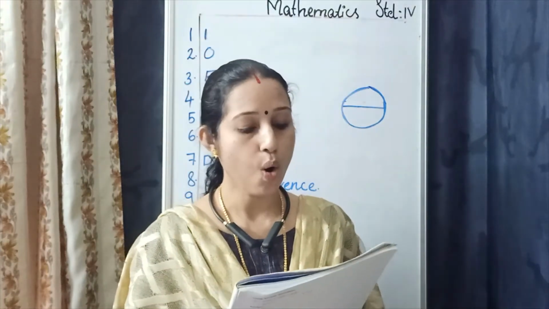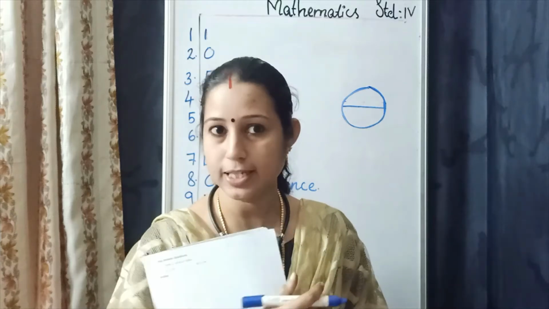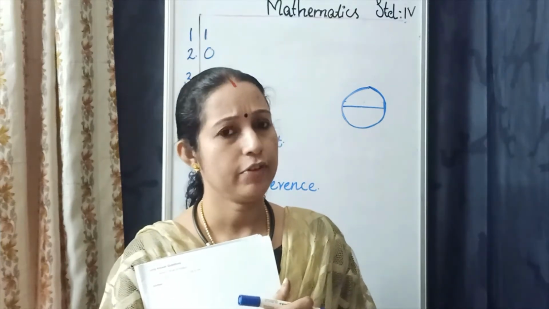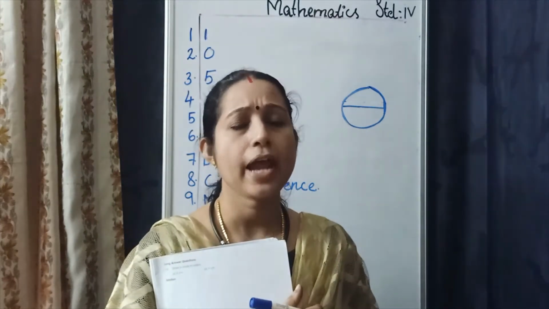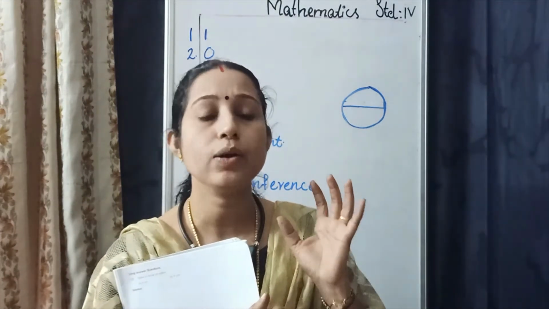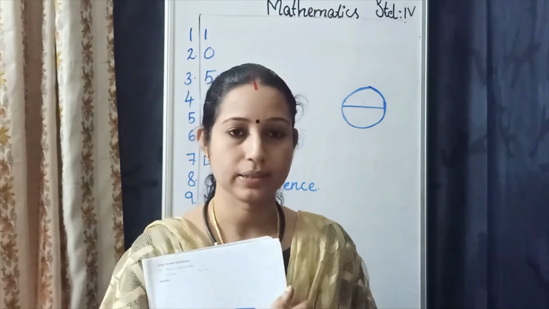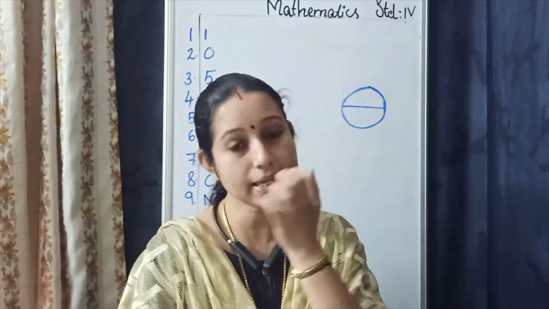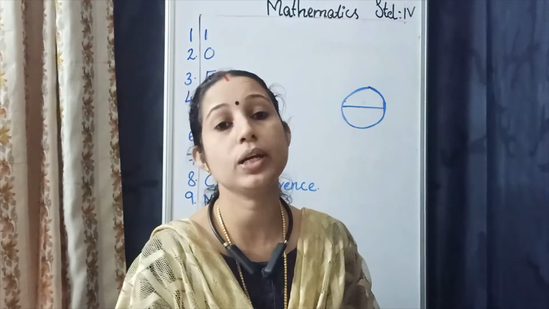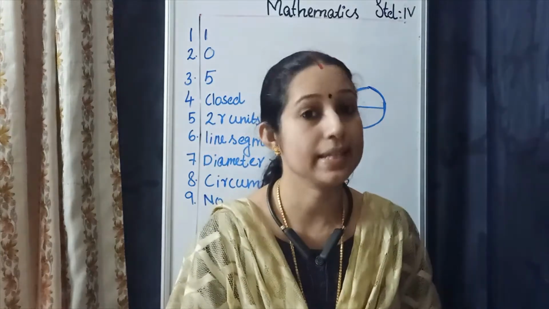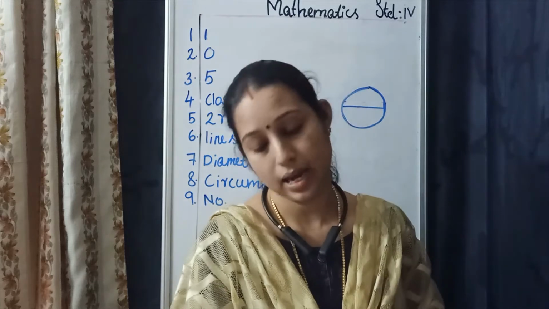Question number 10. All the radii of a circle are equal in length. Yes. We studied that we can draw an infinite number of radii in a circle, and all the radii of a circle are of equal length. So here the answer is yes. All the radii are of equal length.